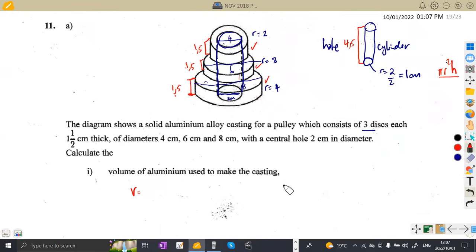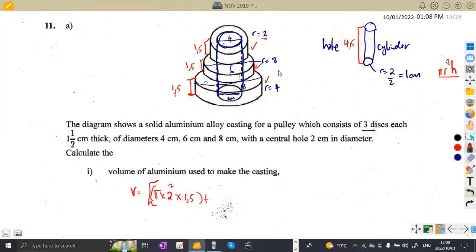Anyway, it is going to be pi r squared, so pi times the radius squared. For the first one on top, the radius is 2, so it is going to be pi times 2 squared times the height, which is the thickness, 1.5. So this is the first one.